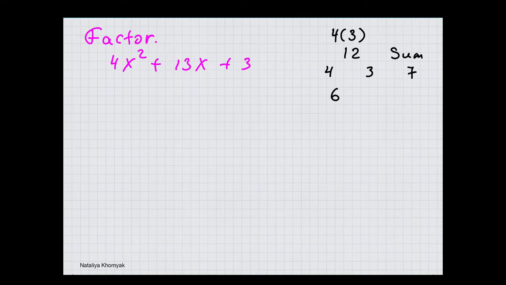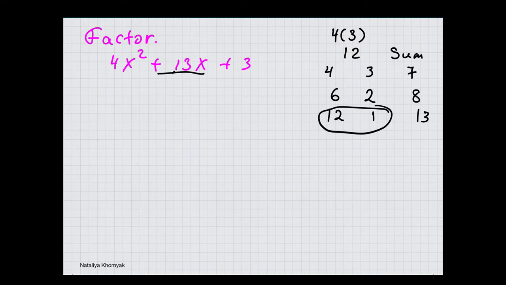There is another factor pair. 6 times 2 will give us 12 also. Well, this sum is 8. That's not enough. You can also get 12 by multiplying 12 times 1. And this sum is 13. So 12 and 1 is the factor pair that works for our problem.